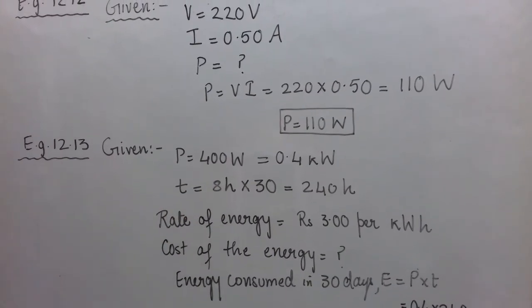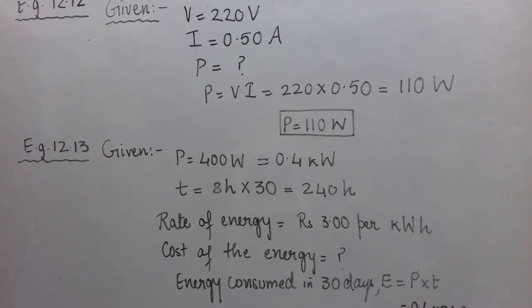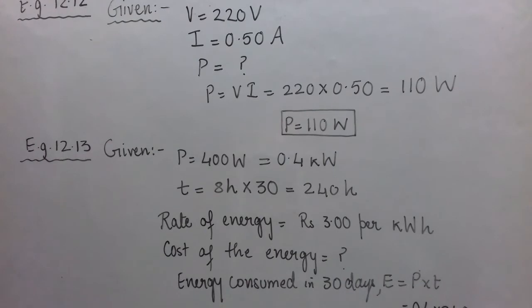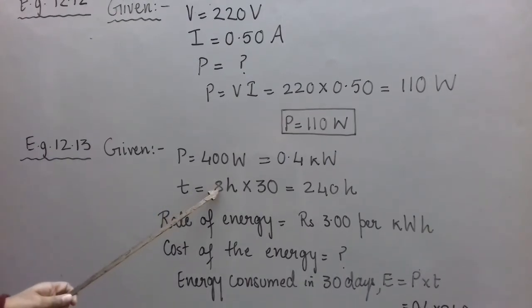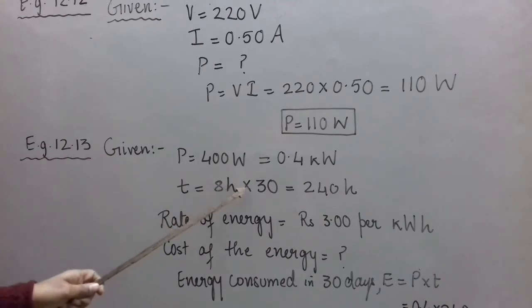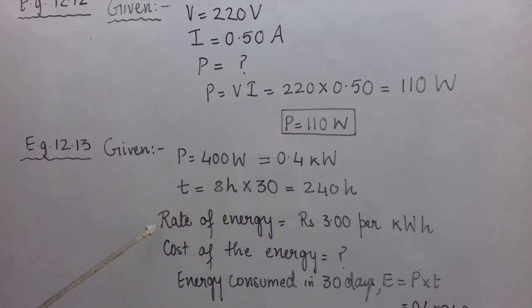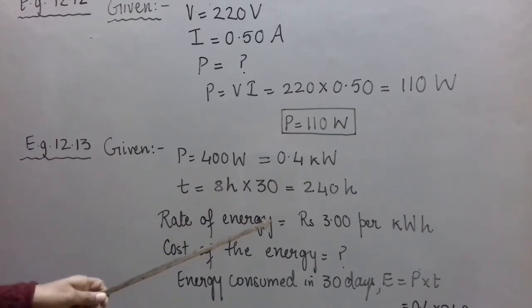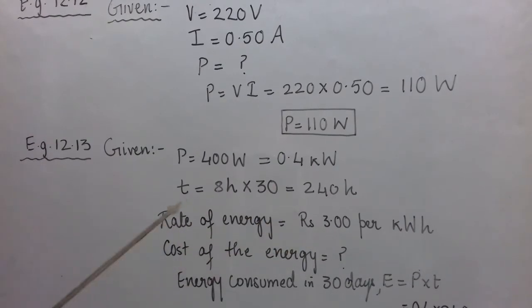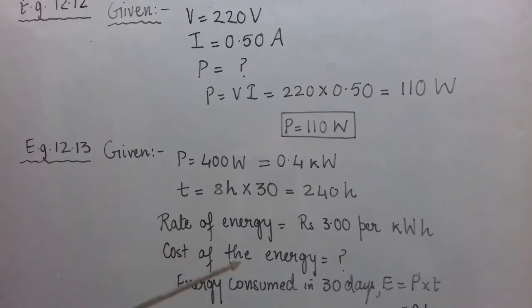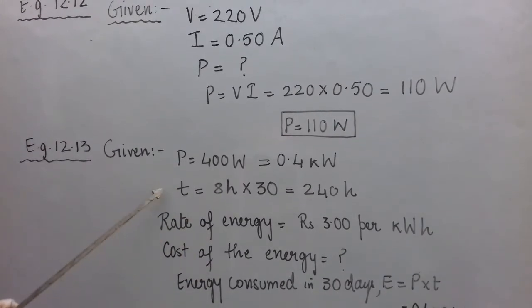But as we read the next sentence, it is given to find the cost of the energy to operate it for 30 days. So total time is not 8 hours. It will be 8 hours into 30, 240 hours. And the rate of energy is given as rupees 3 per kilowatt hour. You have to find out the cost of the energy which is used in 30 days.